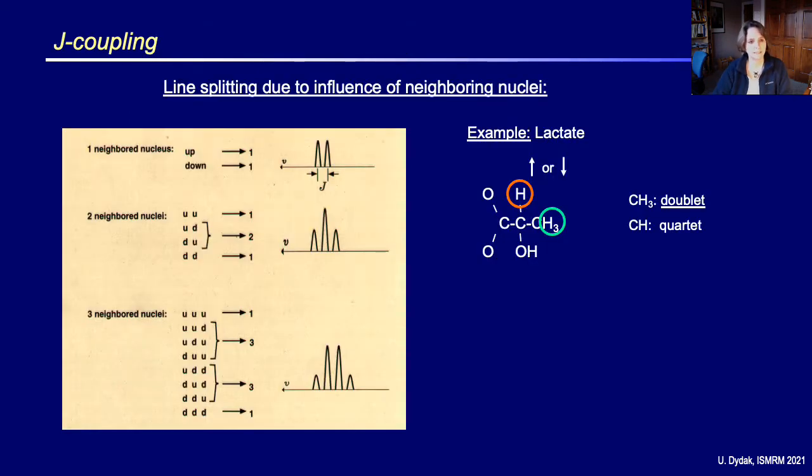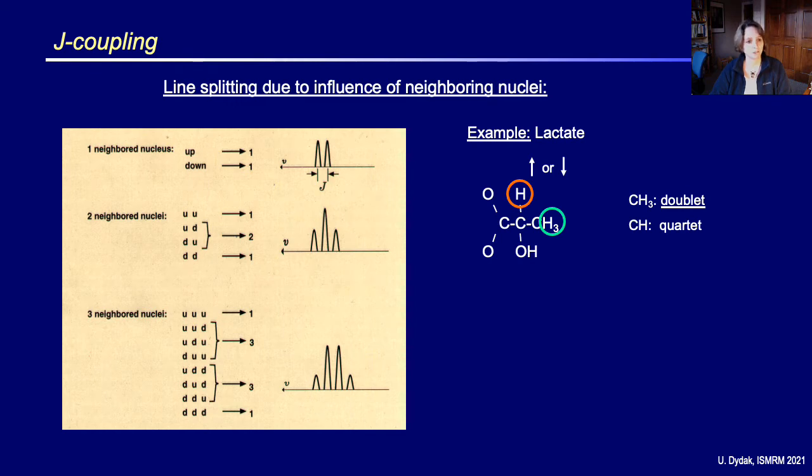The line splitting is due to the influence of neighboring nuclei, or the J-coupling between neighboring nuclei. Now let's assume you are a hydrogen nucleus, and the person next to you is another hydrogen nucleus. That hydrogen nucleus next to you might have its spin up or it might have its spin down, and the probability of that is equally high. Therefore, because you're coupled to that other nucleus, they're close enough, you feel its influence, your signal will split into a doublet with two peaks that are equally high.